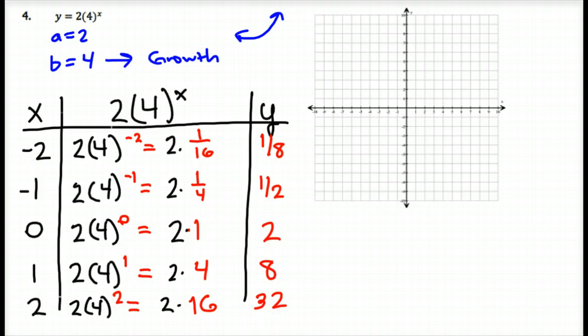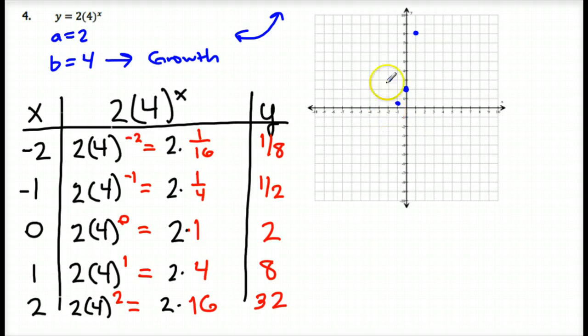Again, I'm only going to plot the points that are reasonable on here. I'm not going to plot (-2, 1/8) because 1/8 is just a bit too small. It's really unnecessary to plot on my graph. I am going to plot (-1, 1/2) though. That would be left 1 and halfway up from the x-axis, so about right there. (0, 2) would just be 2 up from the origin. And then (1, 8) would be right 1 and then 8 up from my origin. (2, 32): 32 is way too high, so I don't need to plot that on my graph.